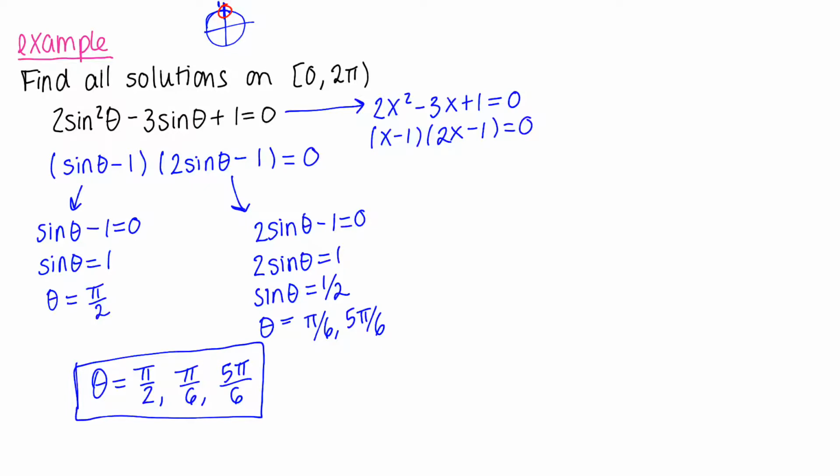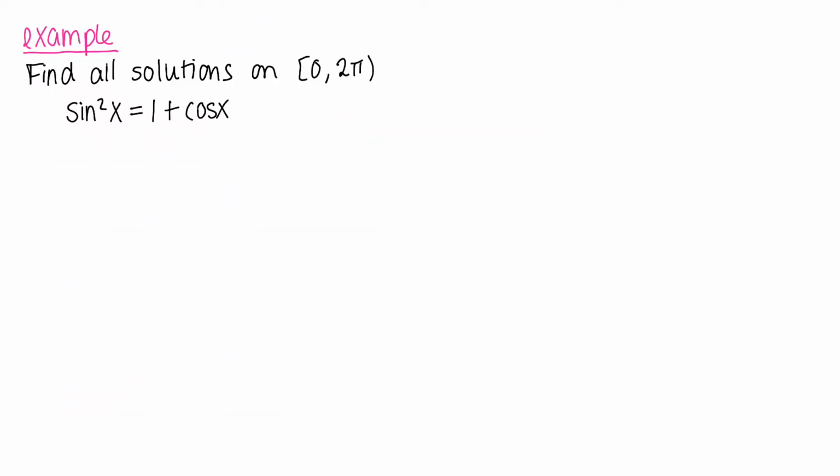So let's go ahead and look at another one where there's a square in it, but this one's a little bit different because previously they were all sines. And now we're looking at this, and this has sine and cosine in it. So the way that you want to deal with this, let's get everything to one side first. I can subtract the 1 and the cosine x on both sides, and I get sine squared x minus cosine x minus 1 is equal to 0.